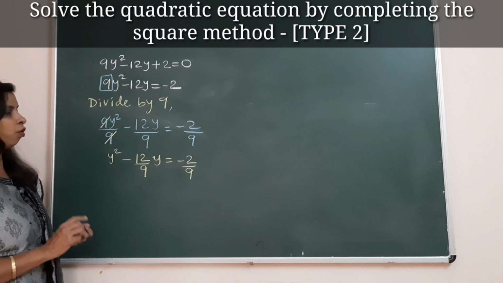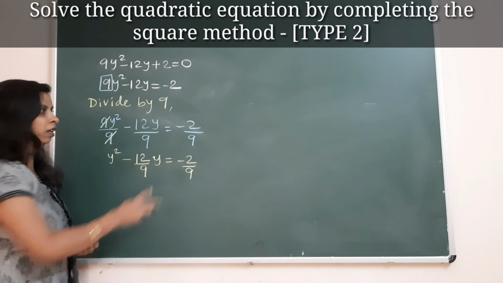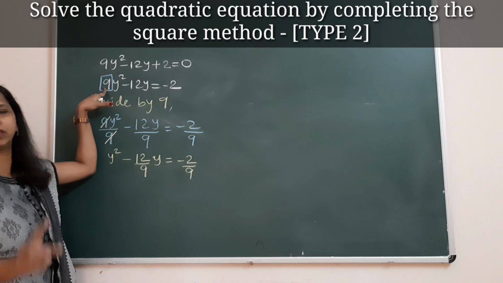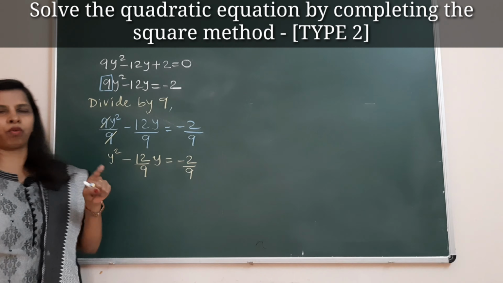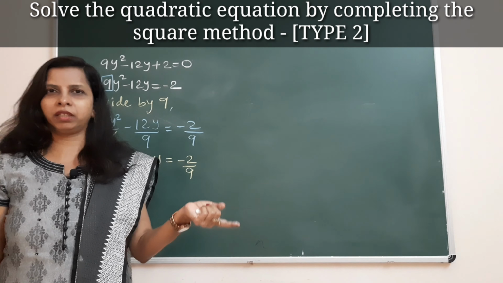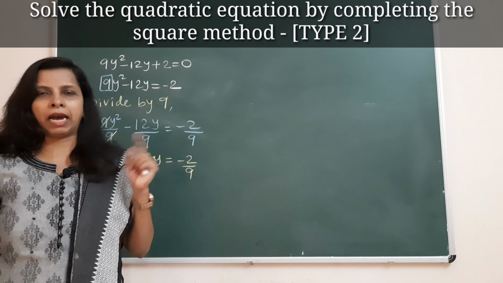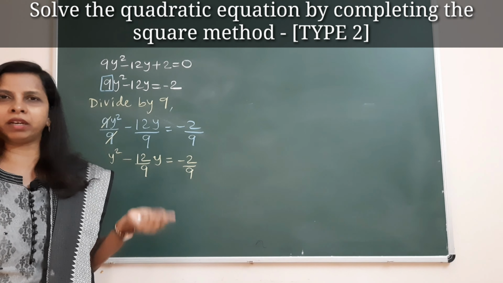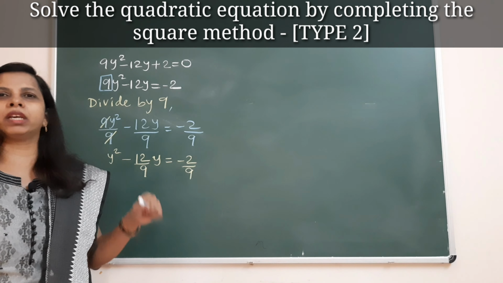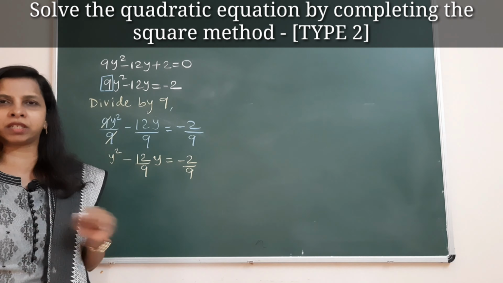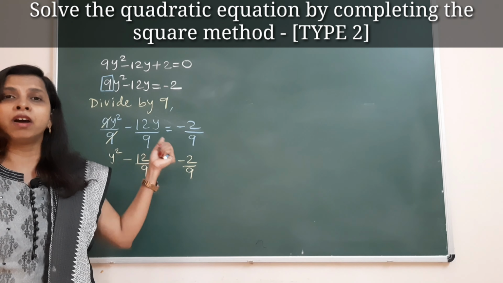So what was the difference here? We need to divide by this number. This is one more step. So what did I say? The first step is to take the constant and keep it on the right hand side, and the second step, if there are any numbers other than 1 along with x square, you need to divide by that number. Please remember, otherwise you will get stuck and will not move further.